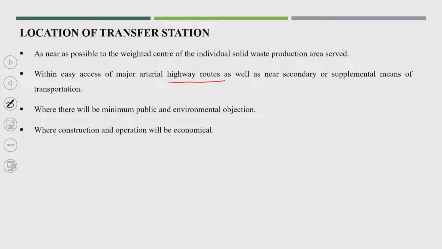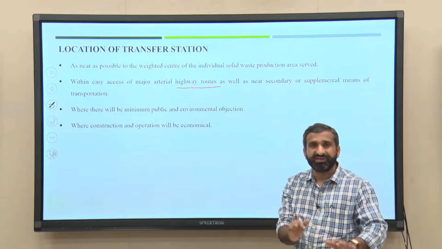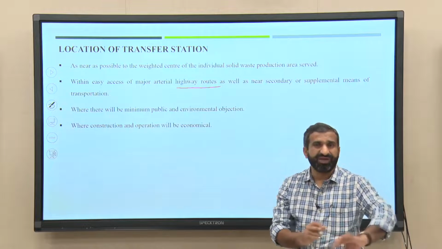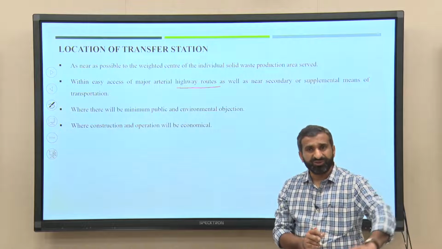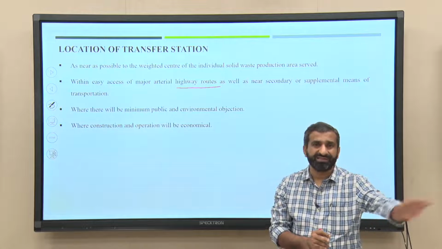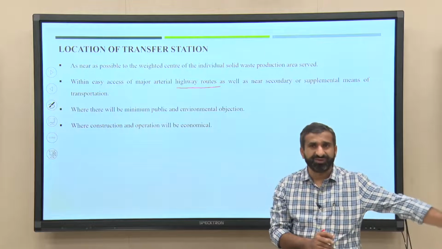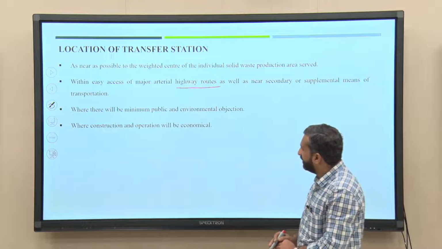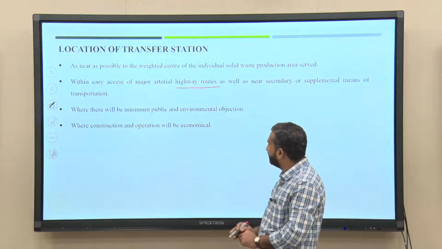So, finding such a location is somewhat difficult, because it should be very close to the residential area and also easily reachable to the highways, because larger vehicles will be used. So, it should be close to the highways so that the larger vehicle can easily transport the waste, or the waste could be hauled to the disposal site. And there will be minimum public and environmental objection.